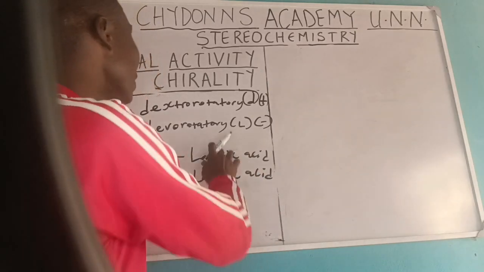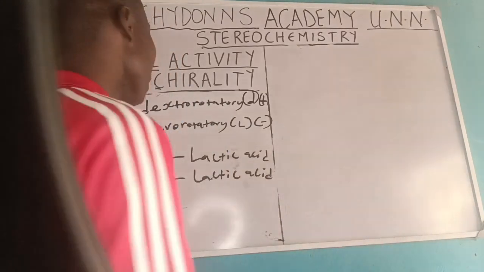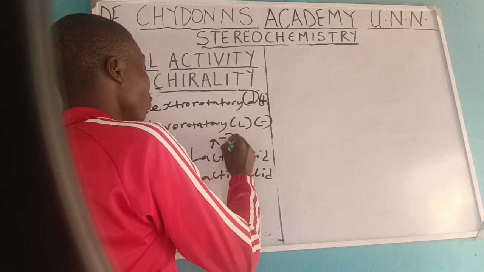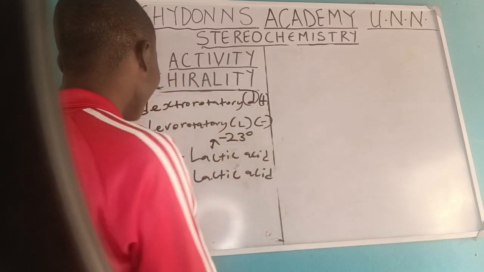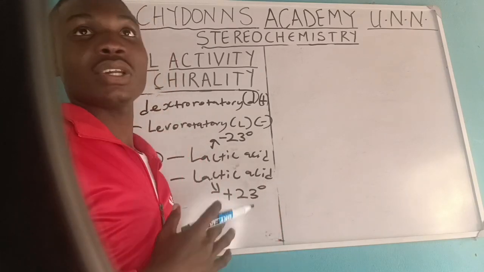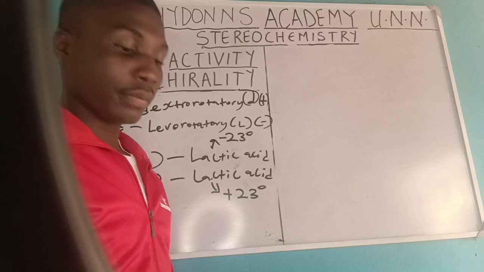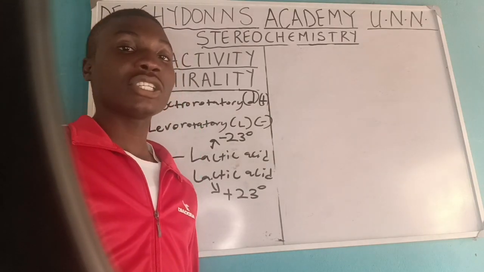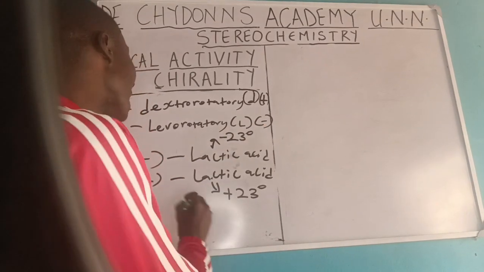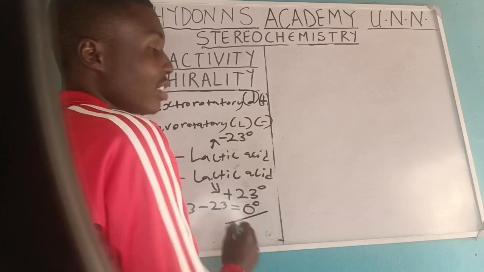Another thing you have to take note of is that these enantiomers rotate light to the same degree, just that the difference is in their direction. So if lactic acid, for example, as an assumption, rotates light to minus 23 degrees, the one that is dextrorotatory is going to rotate light to plus 23 degrees. Do you understand that now? On this basis, if you have these two in a solution in equal concentration, as this one is rotating to minus 23, the other is rotating to plus 23, and the implication is that you're going to have 23 plus minus 23, which gives us 0 degrees. So you're not going to have any rotation.